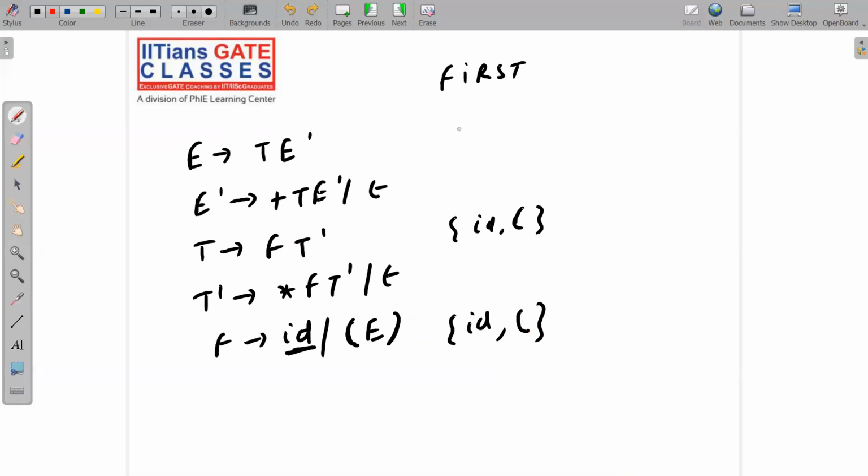So first of E is first of T. Now first of T I have calculated: ID opening bracket. So here also I will put ID and opening bracket. So this is the way.